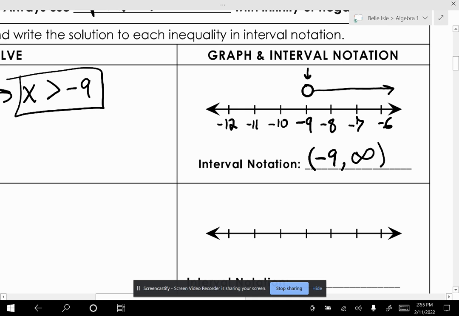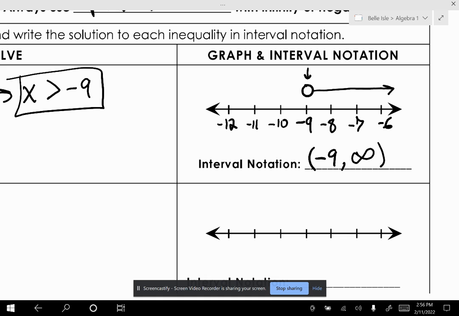Parentheses, always. The reason being is that technically, when you have a value of infinity or negative infinity, you will never actually get to that value. So we cannot say that the solution includes infinity, so to speak, because infinity is just kind of a description. So you will use parentheses anytime you use an infinity or a negative infinity.